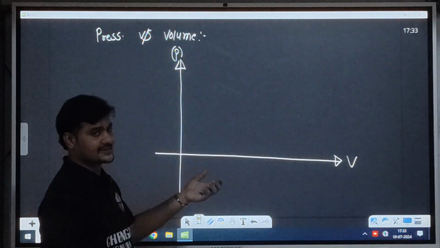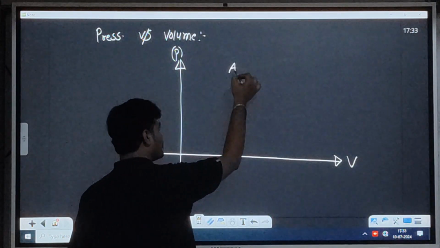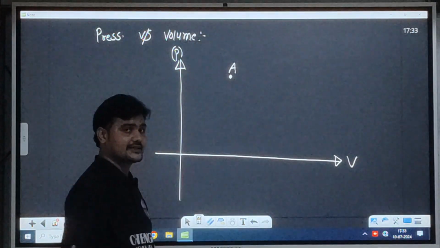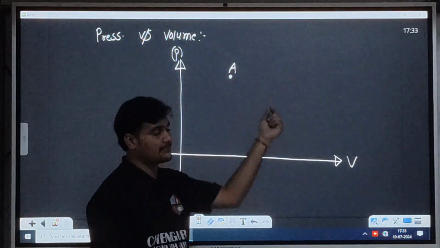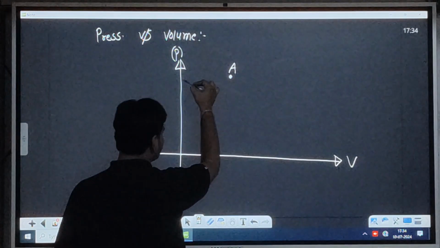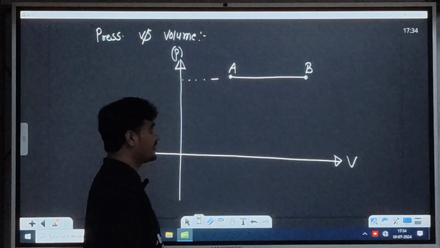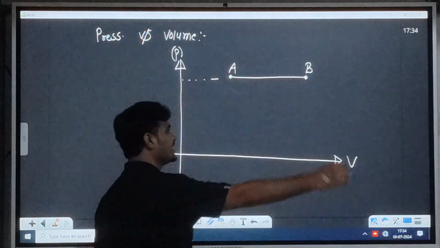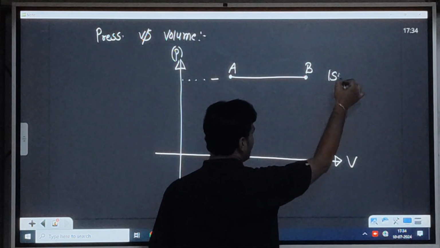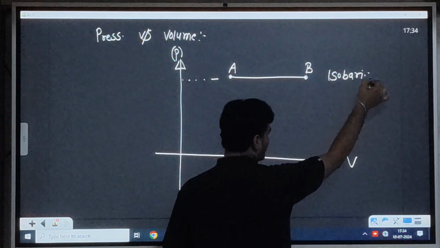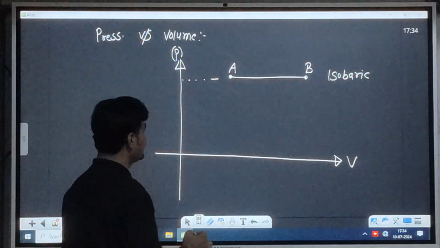Okay, so if a process is driven from A to another point B, and the pressure throughout the process is constant, so the pressure is constant from A to B. What do I call it? If the pressure is constant throughout, I have to call it an isobaric process. I hope you are clearing the concept.